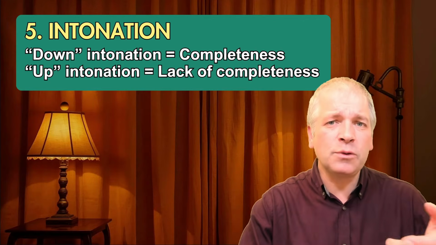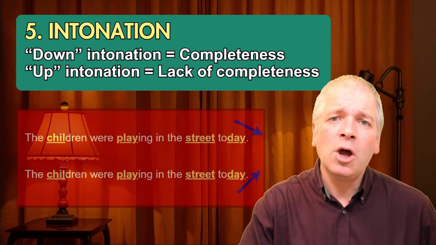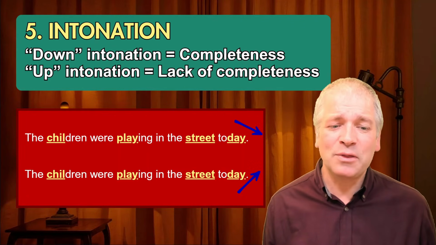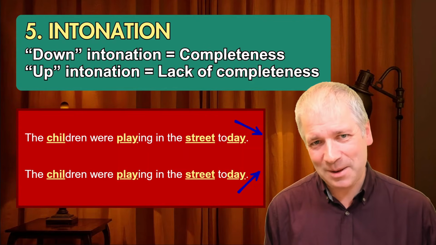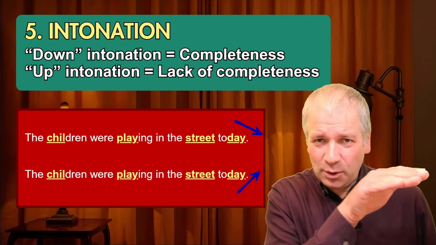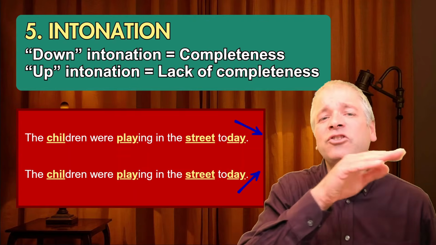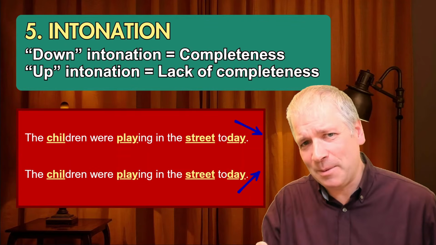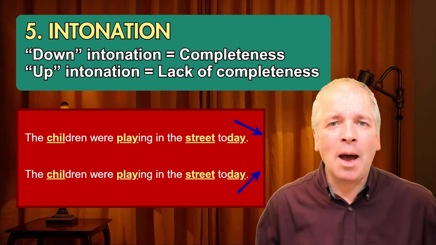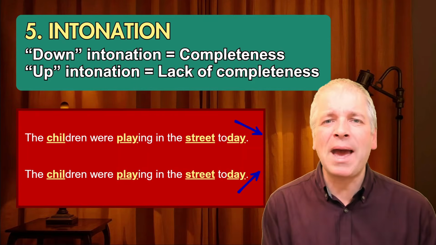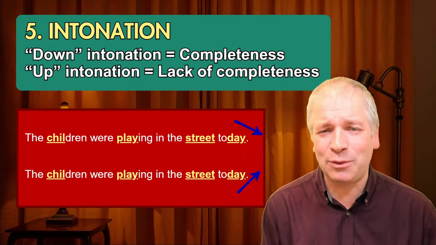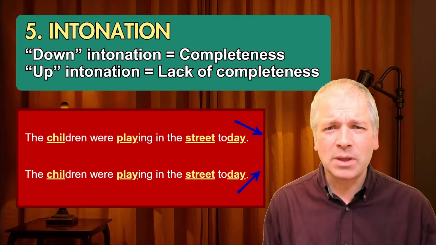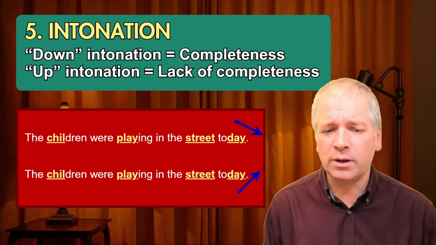Now, we can use this simple intonation rule with the same sentence that we looked at before. The children were playing in the street today. Did you notice how I went down towards the end? The children were playing in the street today. I went down. I'm making a statement. I'm not expecting anyone to answer a question. I'm not expecting anyone to add anything to it. It's complete.